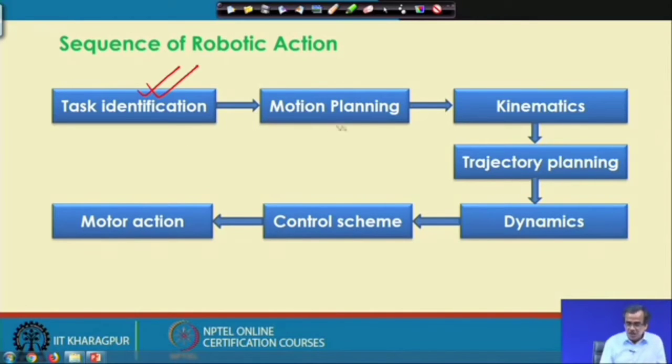Then we go for the motion planning, which I am discussing now. And once the plan of action, or the course of action, has been planned, we go for the kinematic analysis that I have already discussed. Then we go for the trajectory planning before the dynamics. So, dynamics also I have discussed.